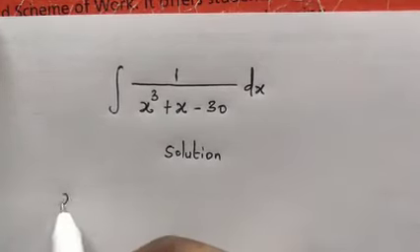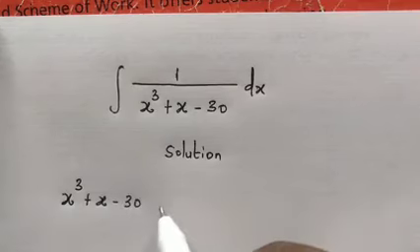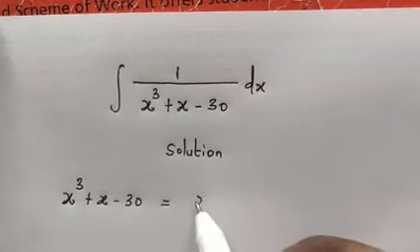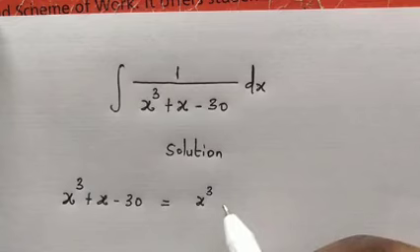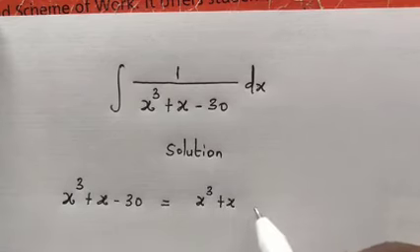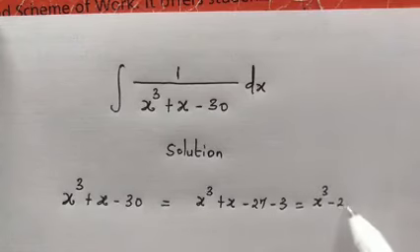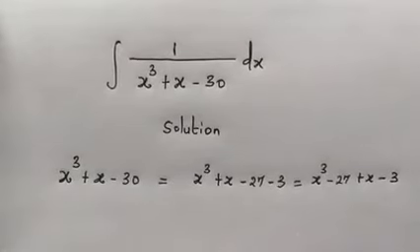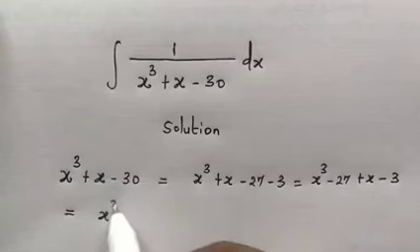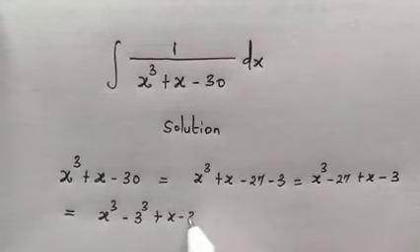Okay? x cubed plus x minus 30 is the same as x cubed plus x, then negative 30 is the same as negative 27 minus 3, which gives x cubed minus 27 plus x minus 3. Now this is equal to x cubed minus 3 cubed plus x minus 3.